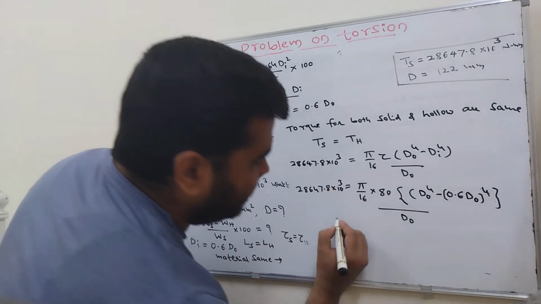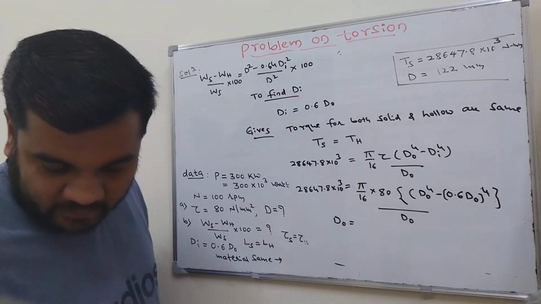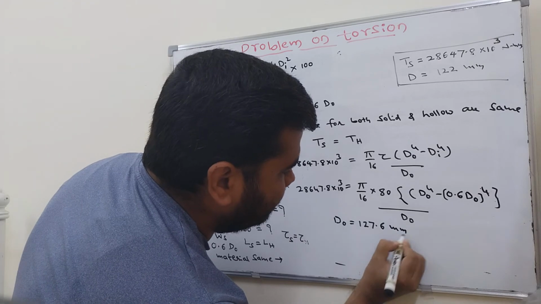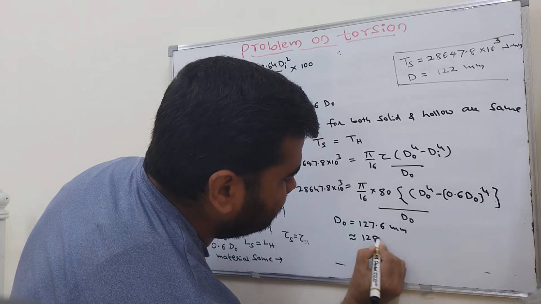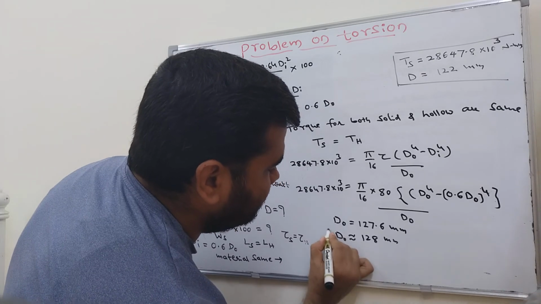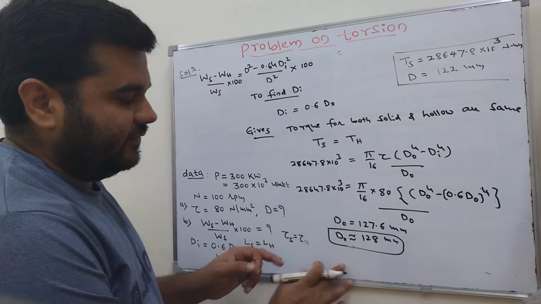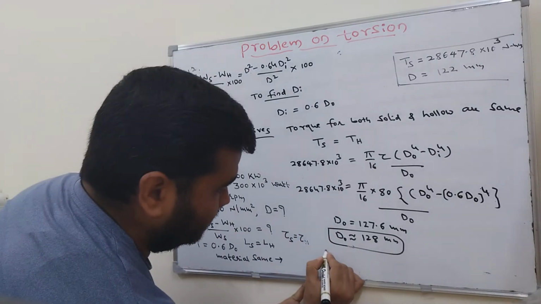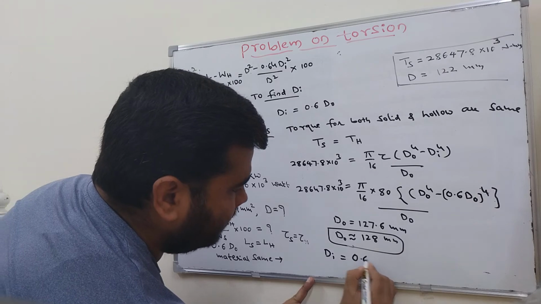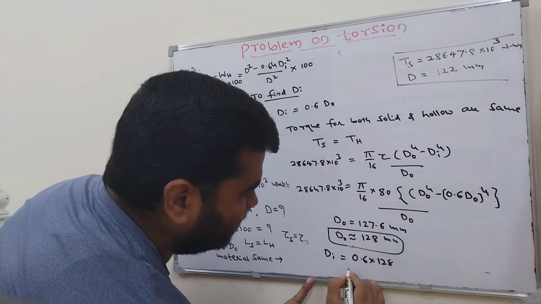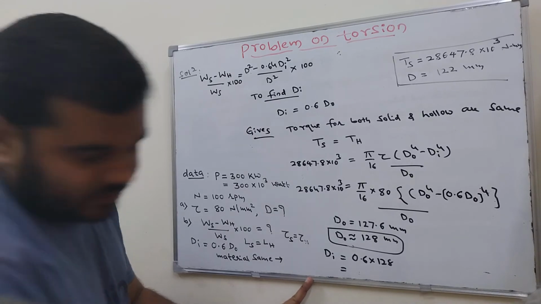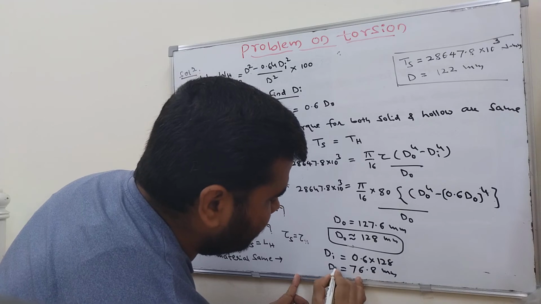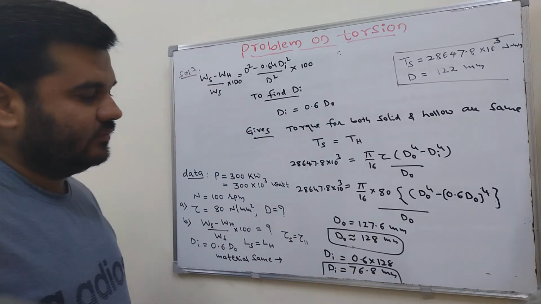After calculation we get the d naught value equal to 127.6 millimeter, which is nearly equal to 128 millimeter. This is d naught. Once we find d naught, di is 0.6 times d naught. Therefore di equals 0.6 into 128, so the di value is 76.8 millimeter. This is the inside diameter of the hollow shaft.